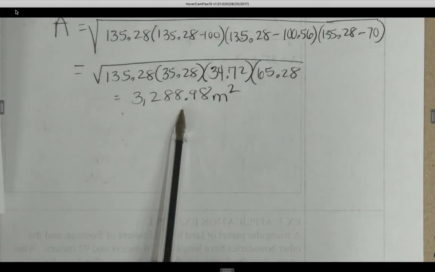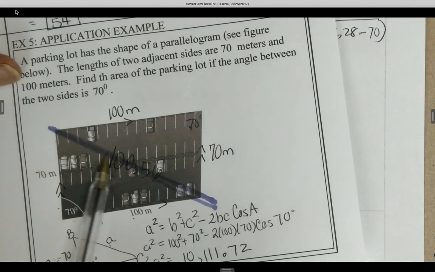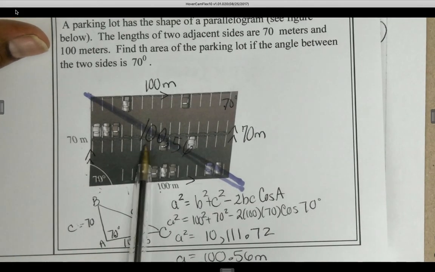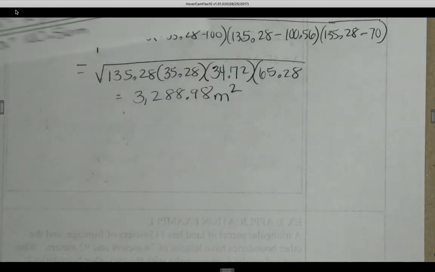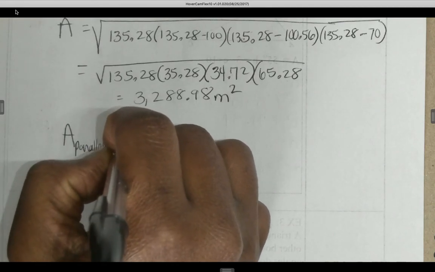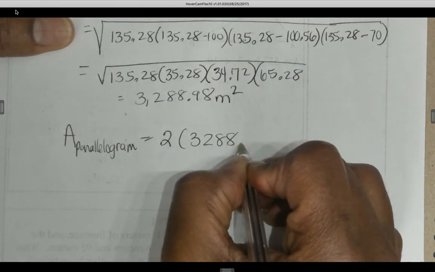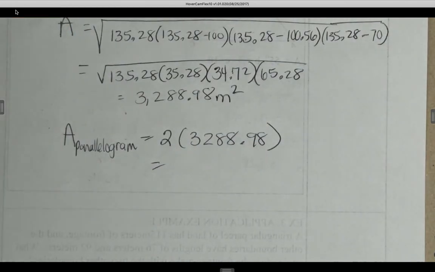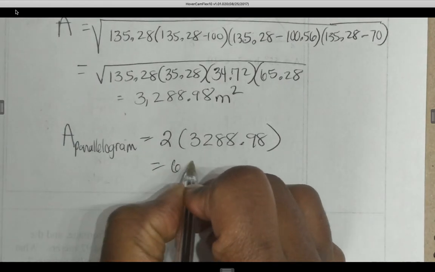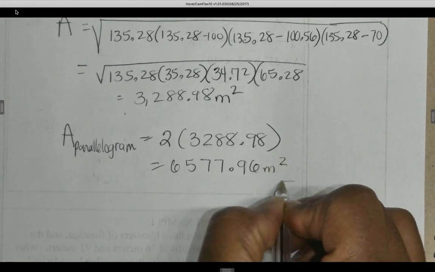All right, so when I go back to my equation, I was looking at a triangle that had lengths 70, 100, 100.56. I found that the area of this guy was 3,288.98. That means that this is also the same area. So when I find the area of the parallelogram, it's just going to be twice the area that I just found. I have two triangles in there. Just multiply that number by 2. And we get 6,577.96 meters squared.